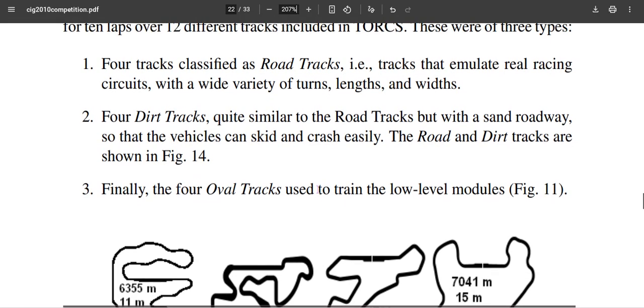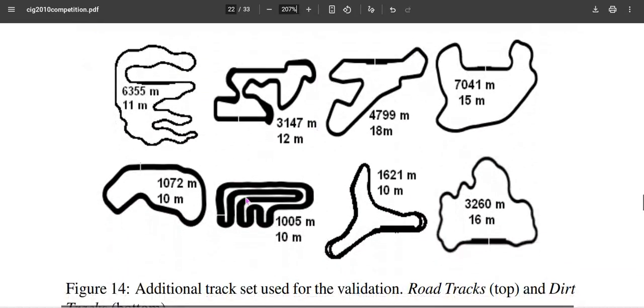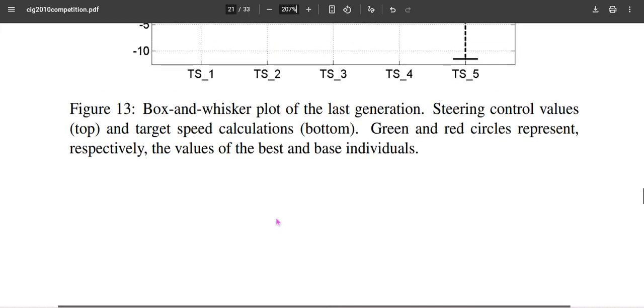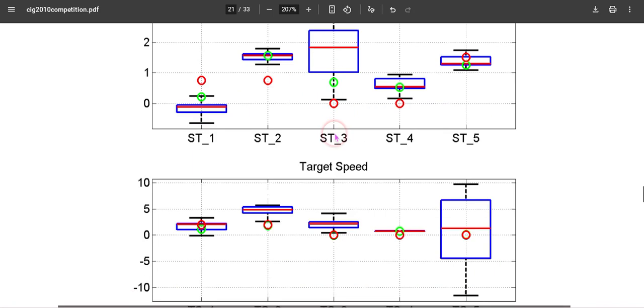So once this has been selected, there are three levels of comparison, on different tracks. The first comparison is between the base parameters and these tuned parameters, how they perform, and that comparison chart is shown here. We can see that green is the tuned one and red is the base one. So green performs much better than the base one.